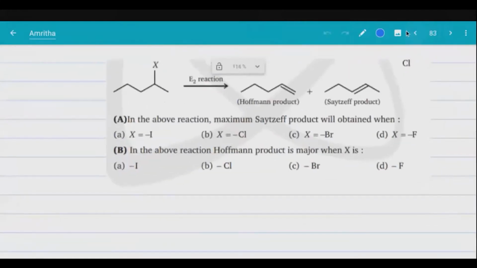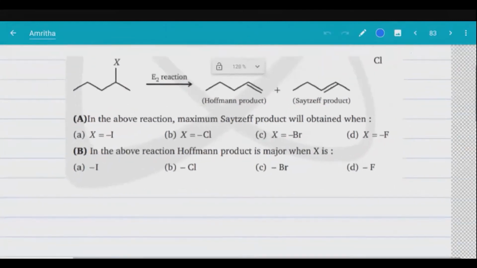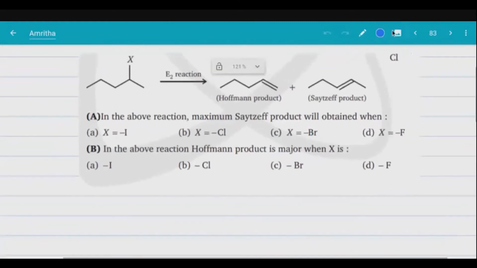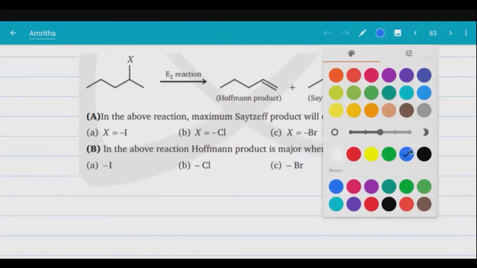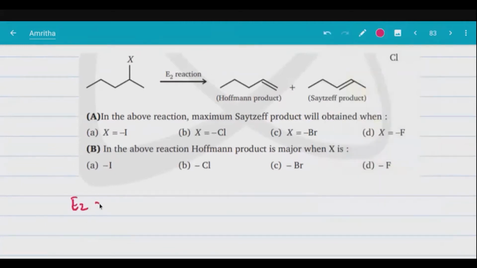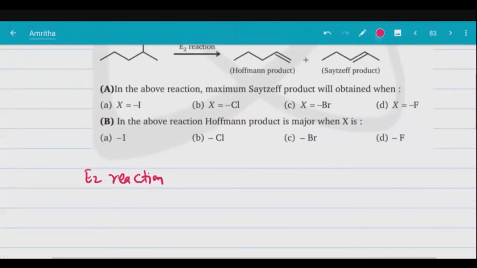Now coming to SN1, SN2, we discussed elimination reactions. E2 reaction is just like SN2, but there it is substitution, here it is elimination. See, E2 is a single step reaction. E2 reaction is a single step reaction.